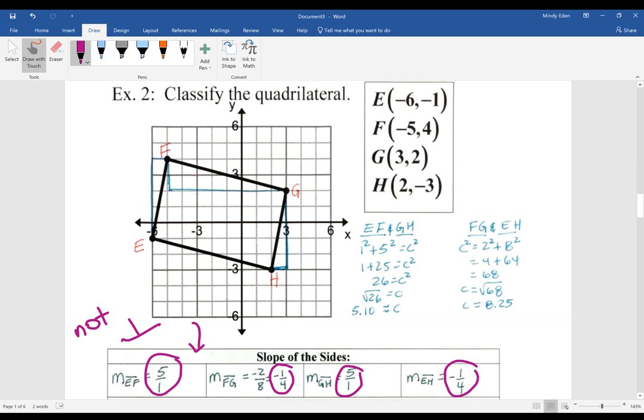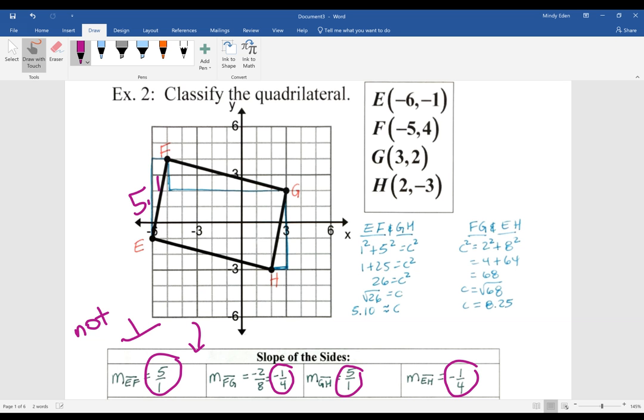So if I find EF, that's 5 up and 1 across. So a squared plus b squared equals c squared. So c is equal to about 5.110. So that's right here, 5.1.